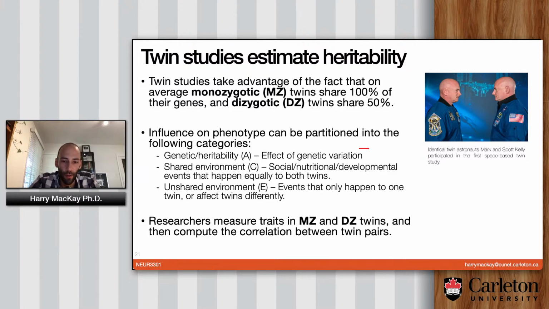There's genetic / heritability, which is A. This is how it's denoted in the classic model. There's shared environment, things that they have in common, C. And then there's unshared environment, things that are not in common between the two, E.